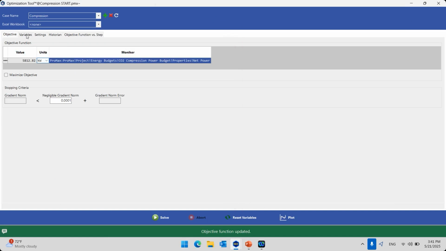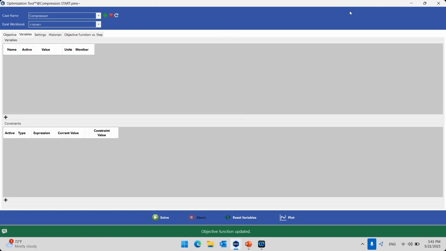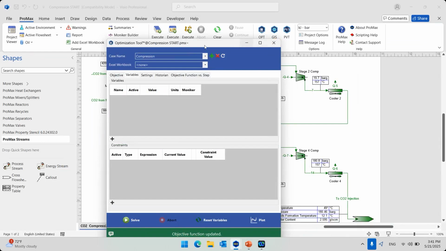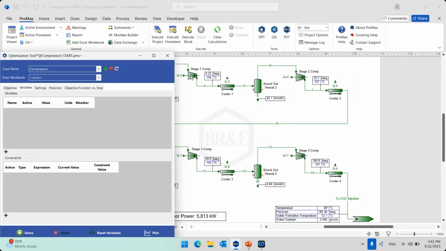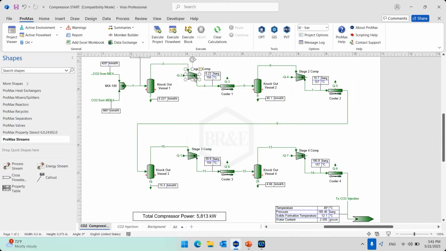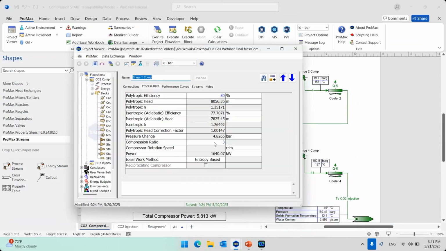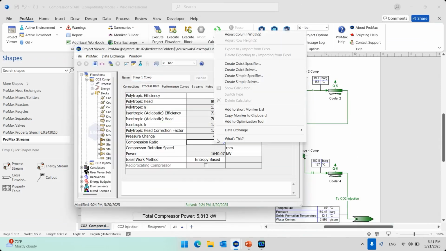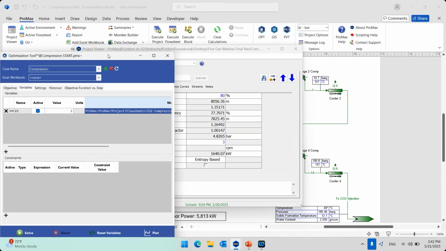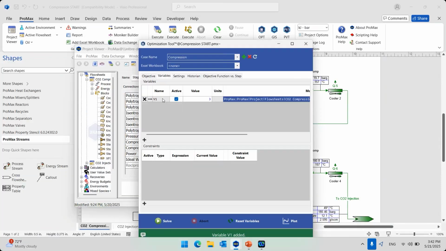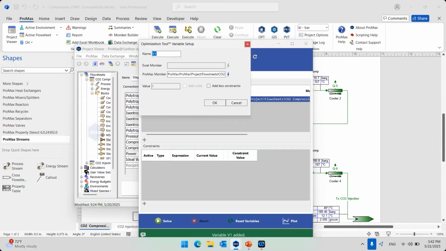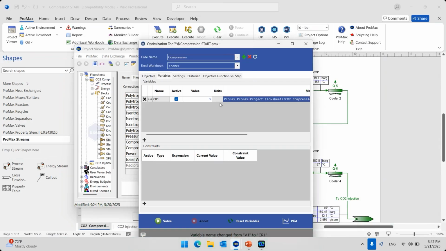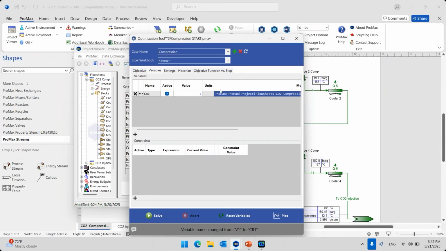And how do I do it? I do it by figuring out what my compression ratio should be. So if I just go to my compression ratio and right click, I will add it to optimization tool. And here it is. So this is my compression ratio. And I have the model set up such that all the other compressors have the same ratio as my first one. So they will change accordingly.